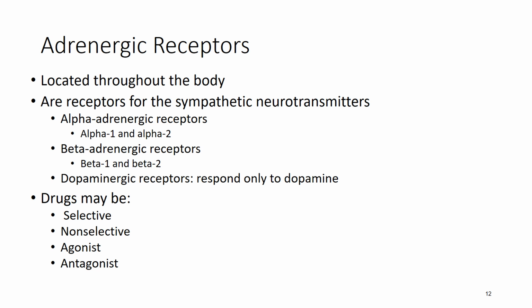The drugs that we give for this system may be selective, meaning they work only on one particular type of receptor. They may be non-selective, meaning they work on all alpha and beta receptors throughout the body and have a systemic effect. And they can be an agonist drug, meaning they stimulate a response, or they can be antagonists, meaning they block or inhibit a response.